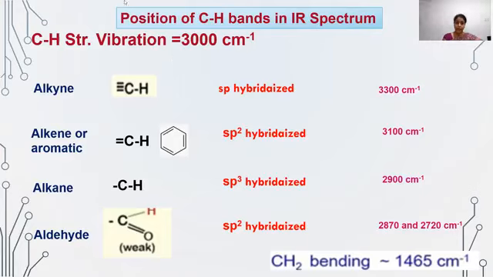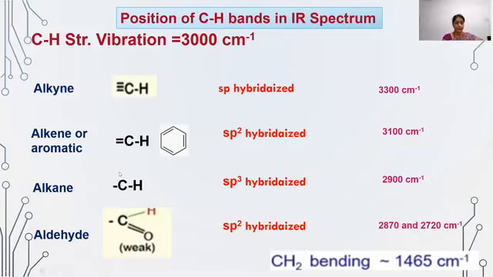First, we are taking alkynes. In alkynes, triple bonded carbon is attached with single bonded hydrogen. The state of hybridization of the carbon is sp hybridized. Base value is 3000 centimeter inverse, and alkyne shows absorption at 3300 centimeter inverse when the carbon is sp hybridized. Sp hybridized carbon hydrogen stretching shows absorption at 3300 centimeter inverse.